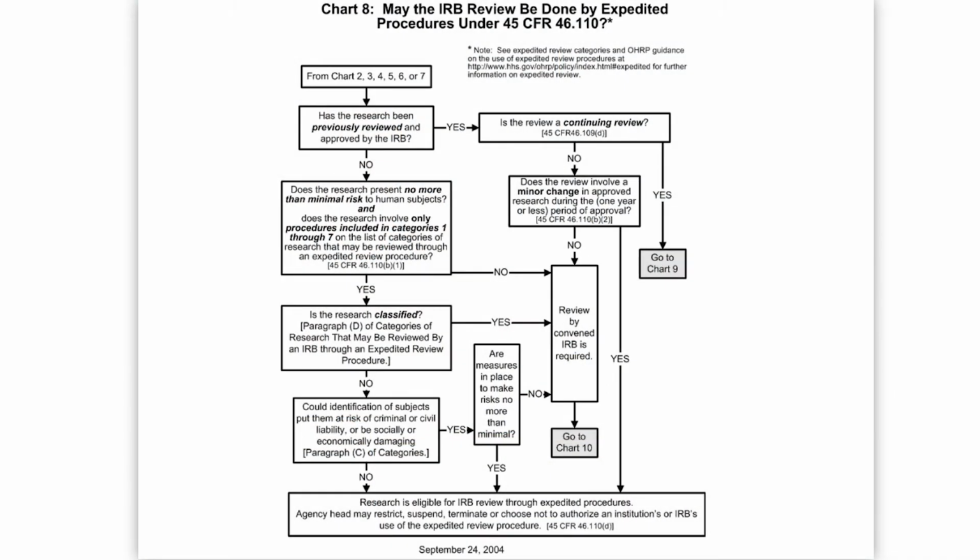Okay, again, another chart that you can use, a decision tree as far as if it could be expedited review. Again, it's going to say if it's minimal risk, does it fit into one of the categories 1 through 7?